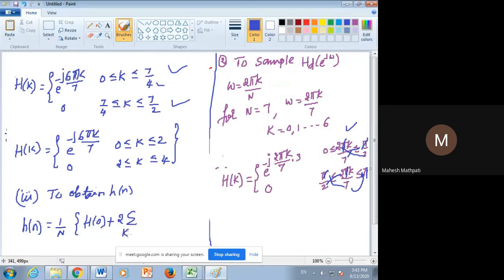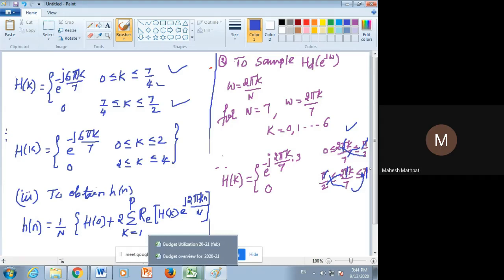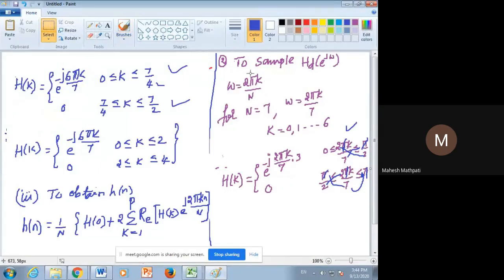summation k equals to 1 to p, it is the real part of h of k into e power j 2 pi kn by n. So this is our formula of h of n. Now let's move to the next further part.